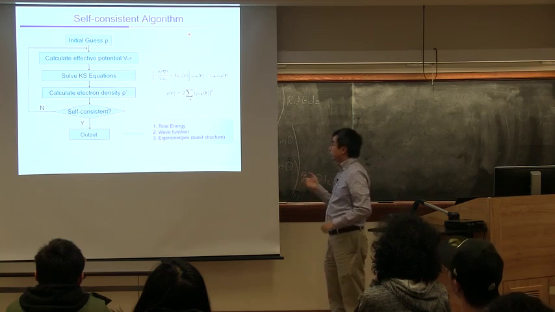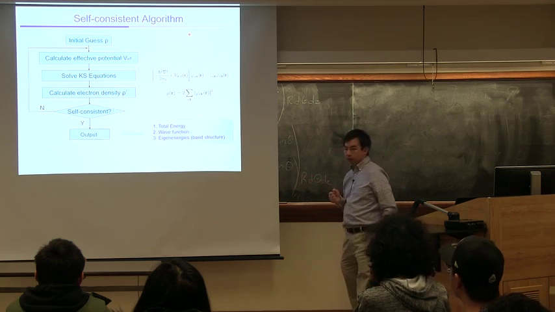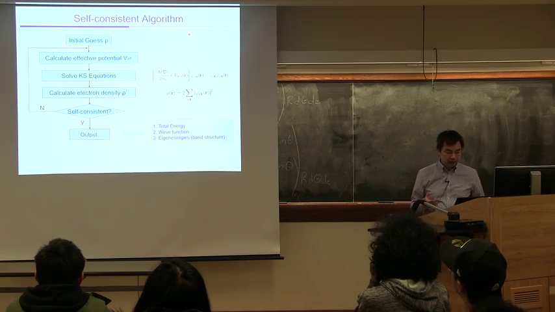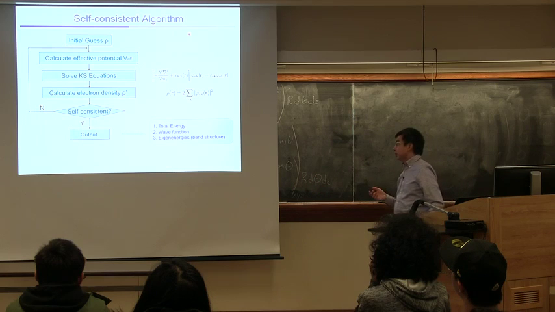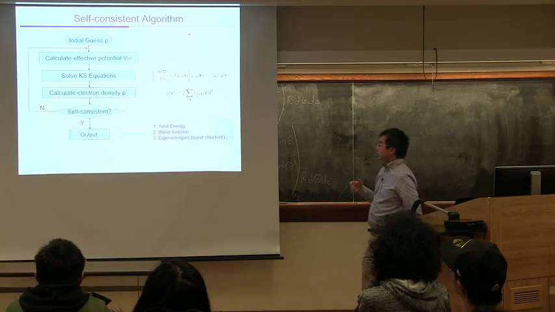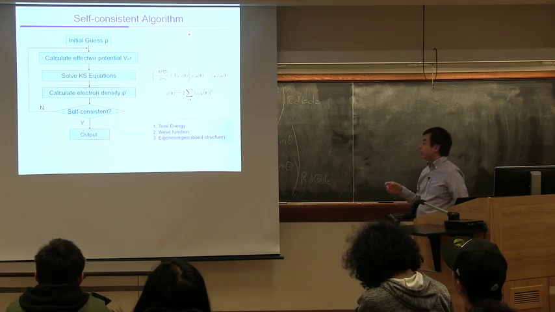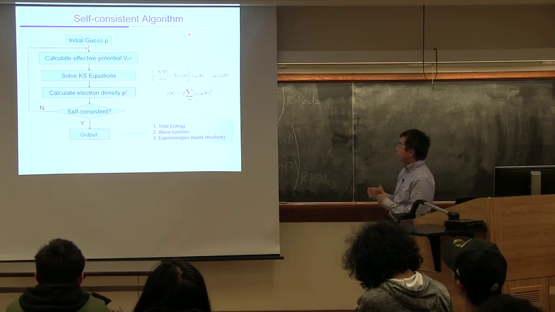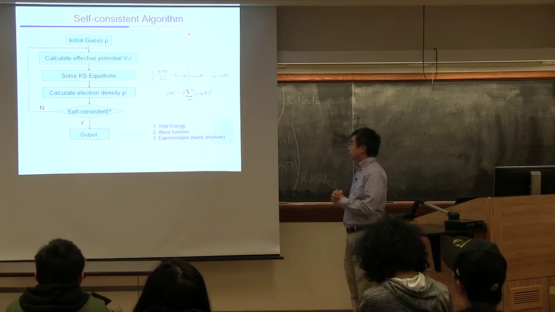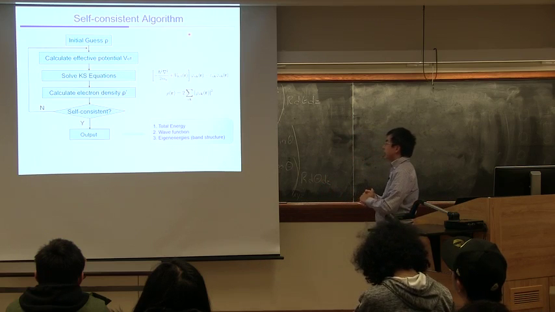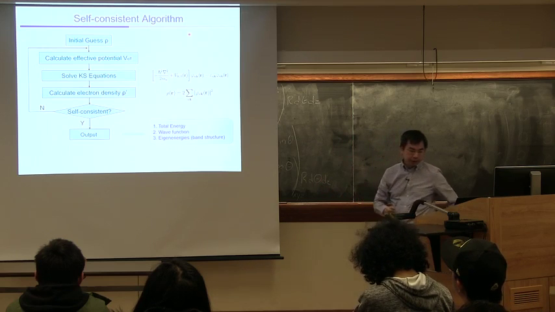Then we can calculate the effective potential, right? So we can use LDA or GGA, because in LDA, the potential depends locally on the density, and GGA also involves the gradient of the density you initially guess, right? So with the density, you can get the effective potential. Now with that potential, we go ahead and solve the Kohn-Sham equations. The Kohn-Sham equation is shown here.